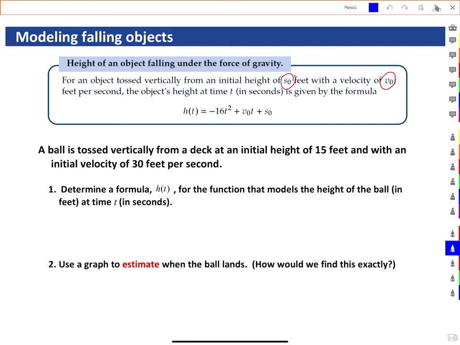Now you might be looking at this equation and thinking, well, there's a lot of variables in here, but that's not really the case. So this v0 and s0 are parameters, and those will be given to you in the problem. So you should be able to just work from there.